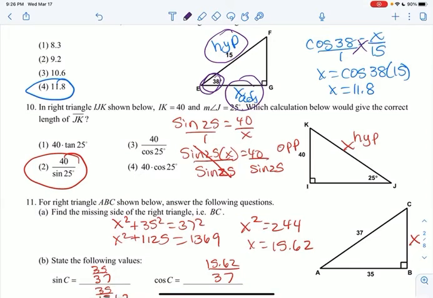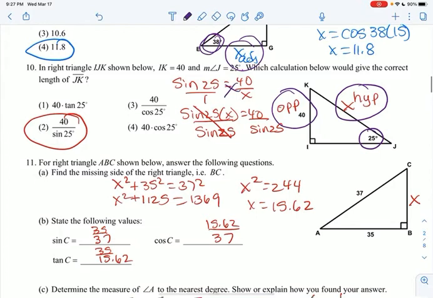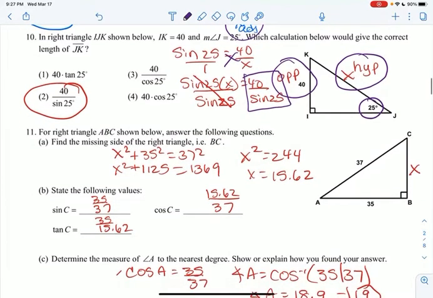In 10, I'm going to put the information on my picture that's not there. And actually, the only thing that's not there, I want to find the length of JK. So I'm going to call that x. This is my hypotenuse. This is opposite because my angle is 25 right here. So since I have opposite and hypotenuse, I will use sine. So sine of 25 equals 40 over x. Put a 1 under there and cross multiply. Now when you cross multiply, you don't have x by itself, so it just takes one extra step to solve for x. I'm going to divide by sine of 25. So in my calculator, I'm putting 40 divided by sine of 25. And actually, I don't even have to do it because look, that's my answer right there, choice 2.